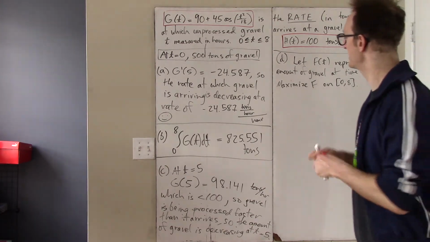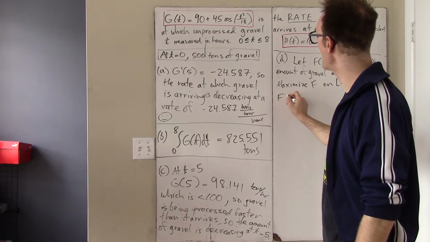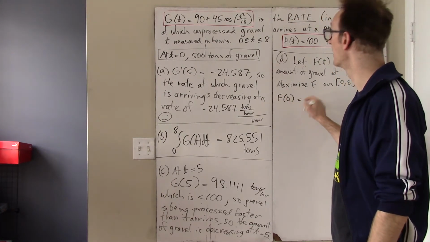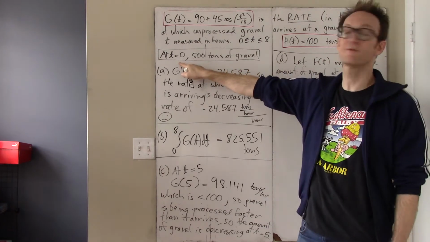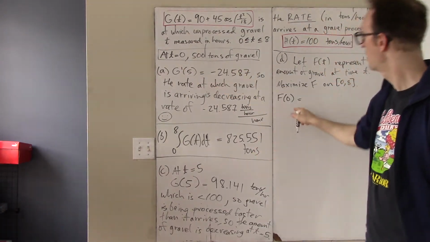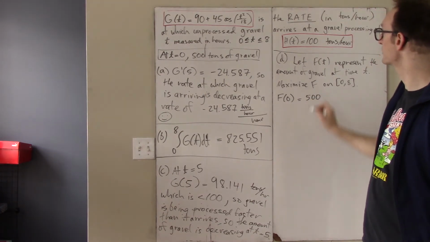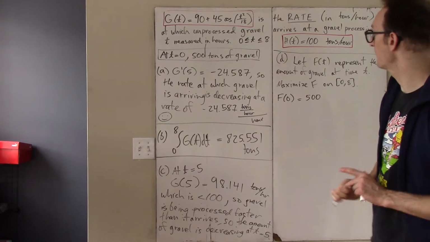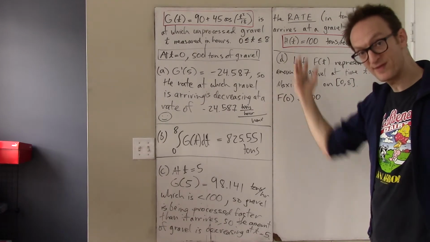In other words, what is f of 0? How much gravel is there at the beginning of the day? Well, that was a piece of information given to us at the very beginning of the problem, that the day starts with 500 tons of gravel. So f of 0 is 500. And what is f of 8, at the end of the day?